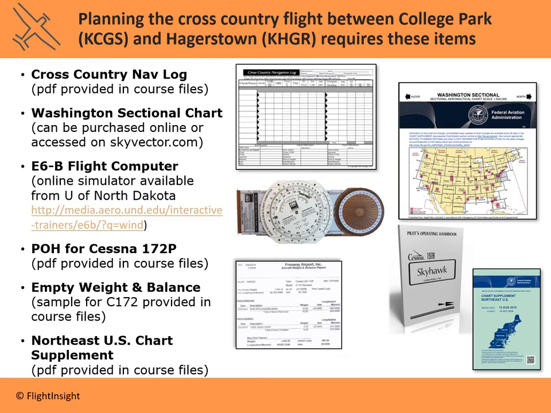Next is the Washington sectional chart. This is the aviation chart that we're going to refer to for this flight, because the entire route of flight is covered on this sectional chart for the Washington area. These sectional charts can be purchased online for about $8, or you can access them electronically for free on websites like skyvector.com. They'll have it out there with some other information overlaid, but I recommend definitely picking up a sectional chart, at least for the area that you're going to be operating in. You have to have some kind of charts on you when you're flying around.